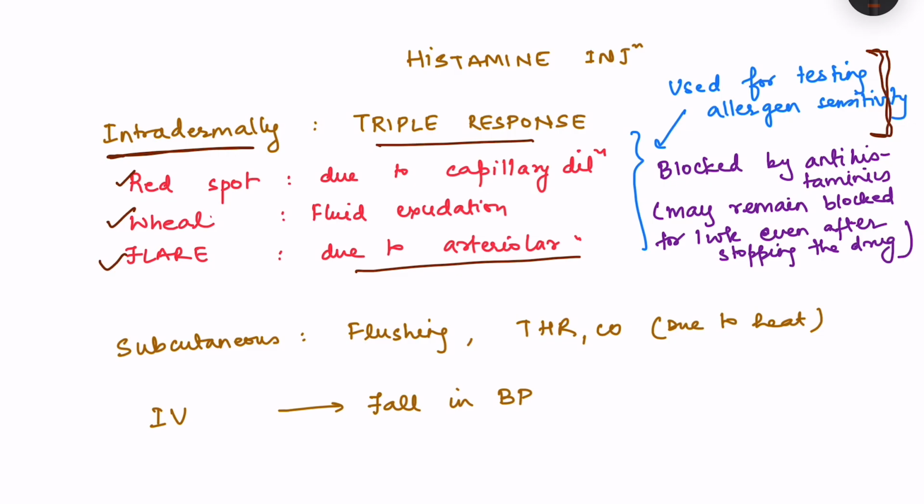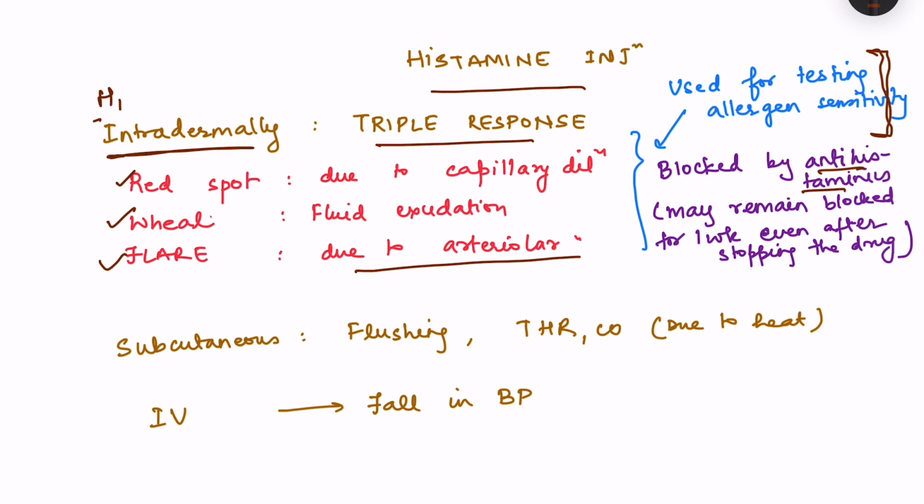Actually, you see that when antihistaminics are used, they will block this histamine response, because again this response is due to H1 mainly. I told you that H1 receptor stimulation increases the capillary permeability. So this triple response will be blocked by antihistaminics.